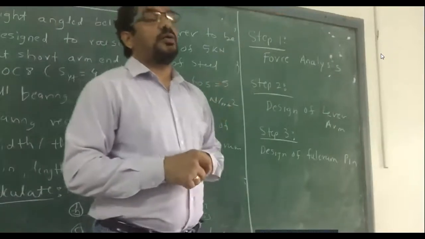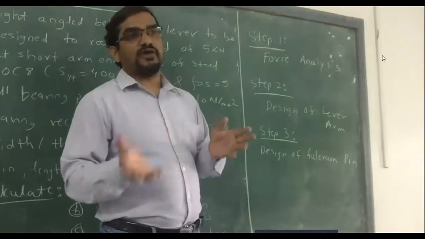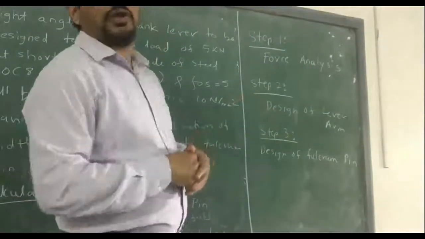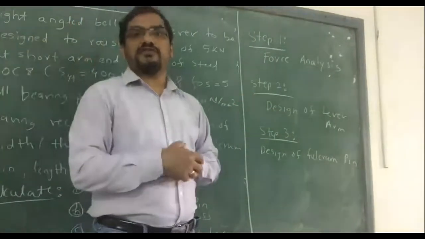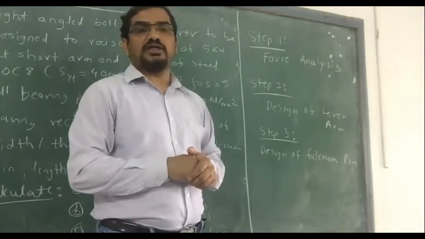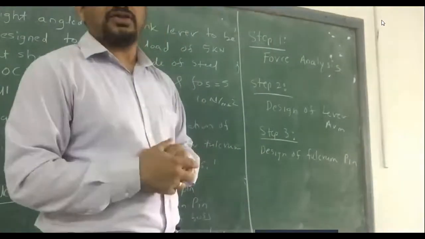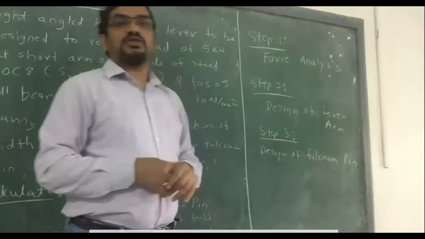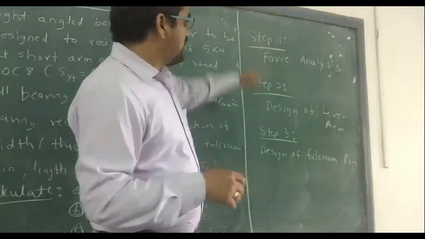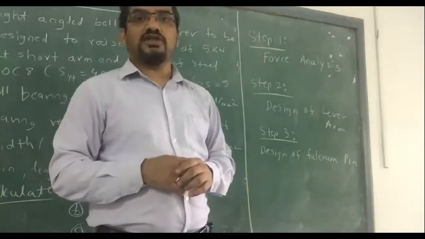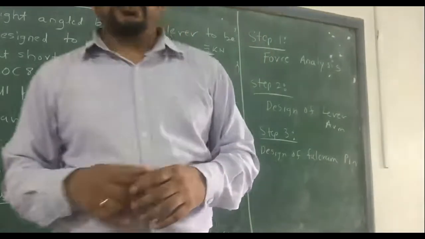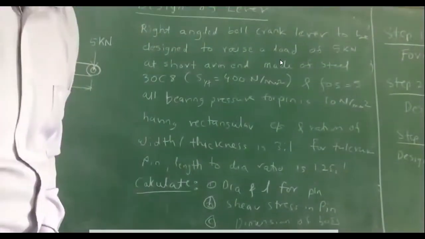We'll find out the dimensions using the crushing failure and check whether it is safe in shear, or we can do vice versa: calculate the dimensions using shear and check in crushing. In the third stage, we calculate the dimensions of the fulcrum pin, and then the dimensions of the boss. So these are the steps we will use for the design of the lever. Now we'll take an actual numerical example for the design of the lever.